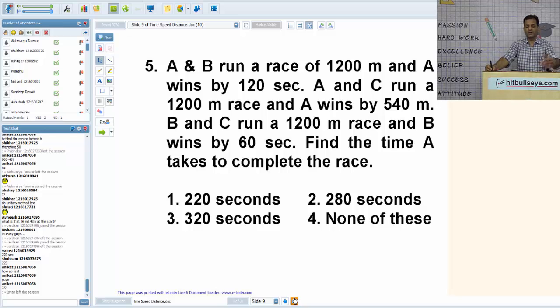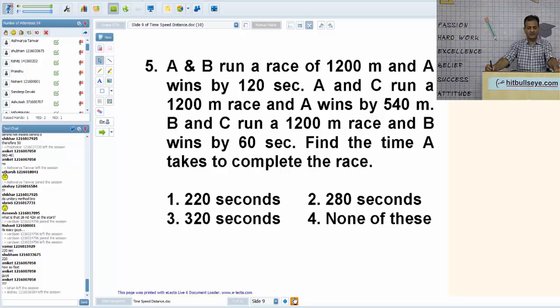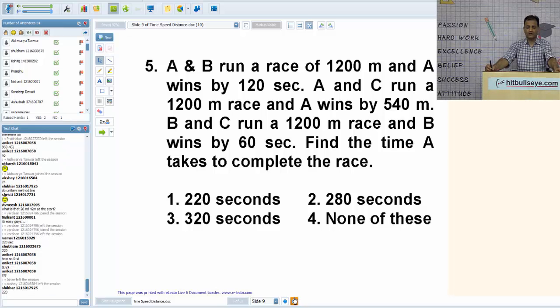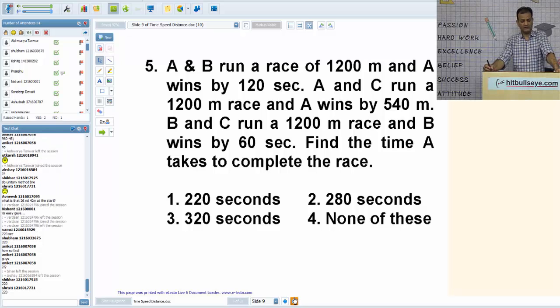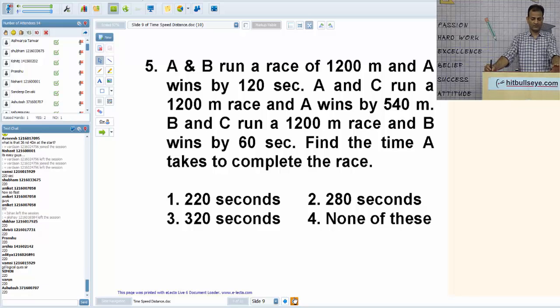You should know the meaning of the question. In a 1200 meter race, A wins by 120 seconds, A and C. You have to apply the logic also. Yashika 220, Srishti 220. Again, those who are not aware, first of all, friends, you should know one thing.